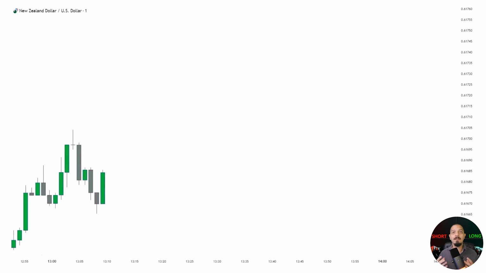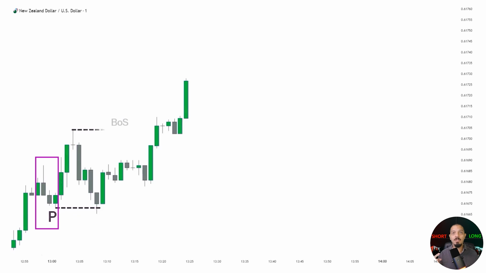Now, let's dive into more examples. We are looking at the New Zealand dollar against the US dollar on the 1-minute time frame. Where do we find the valid impulse and correction? In this case, the market momentum is bullish. The price made a pullback and continued pushing higher.